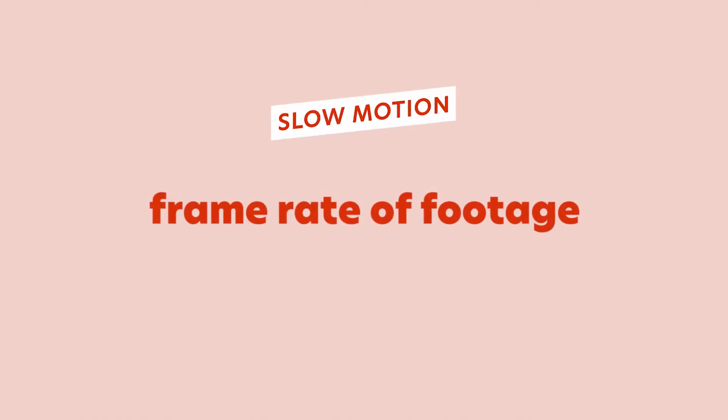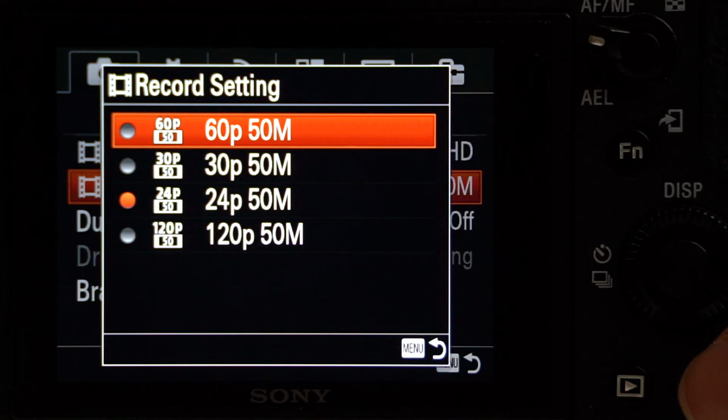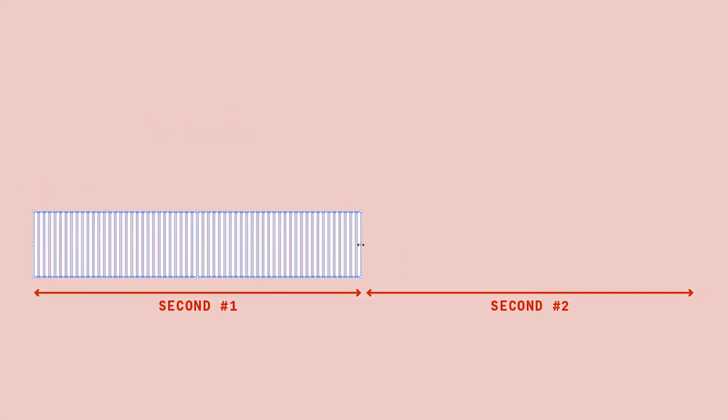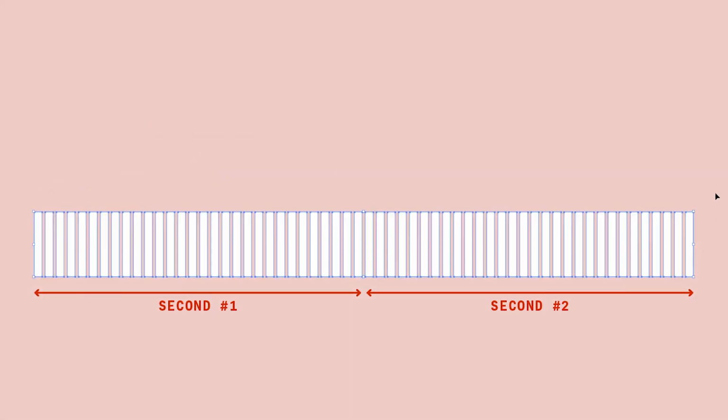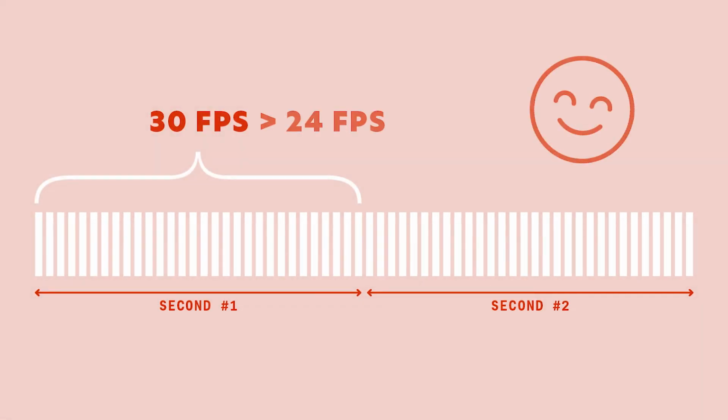And so that means that for slow motion, you want the frame rate of your footage to be higher than 24 frames per second. And in most cameras, that means you should set your frame rate to 60 or 120 frames per second. Because if you have 60 frames per second in your footage and you stretch that out to play in slow motion over 2 seconds instead of just 1, then you'll have 30 frames per second. And that's fine because it's more than the minimum of 24.